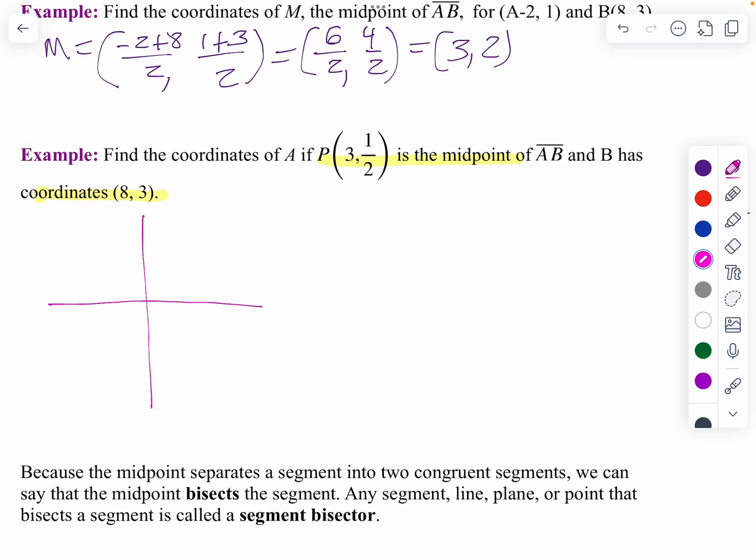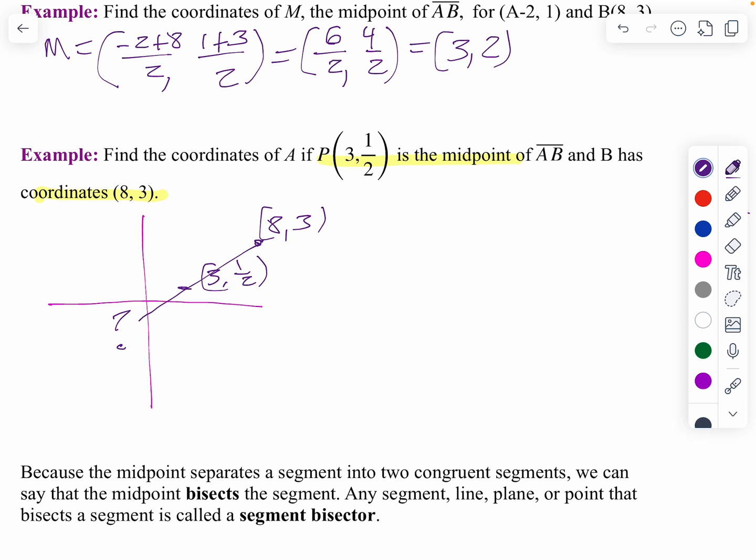And I know my midpoint P is, now notice I didn't have a graph, so I'm going to estimate here. So I'm going to go over 3 and up 1/2. Here is my midpoint. I know one endpoint is over 8 and up 3. So I know my other endpoint is someplace here. And obviously I'm not drawing to scale.